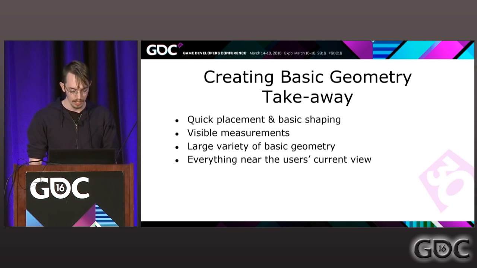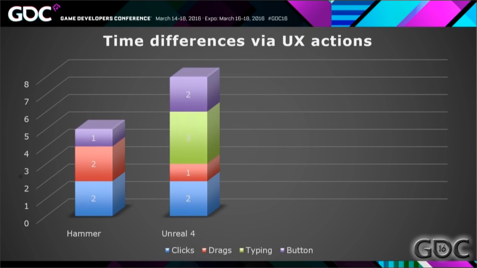However, at this point, if you're an Unreal developer, you might be thinking, that's great that you have those opinions, but I'm faster making things in Unreal than you are making things in Hammer. And you might be right. So instead, let's grab some facts. How many clicks, drags, typing, and button presses does it take to create a 512 by 512 by 512 brush in Hammer versus in Unreal? Okay, so in Hammer you would click twice, drag twice, and press a button once.